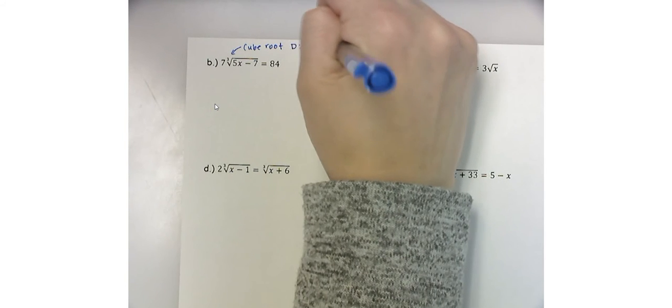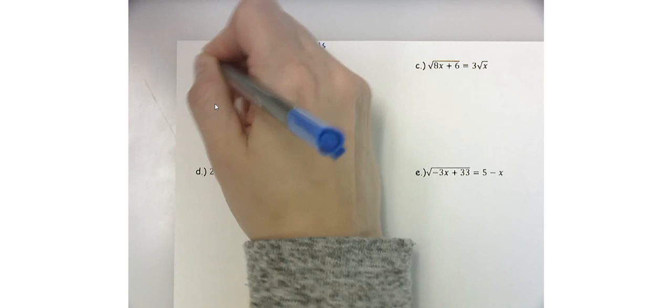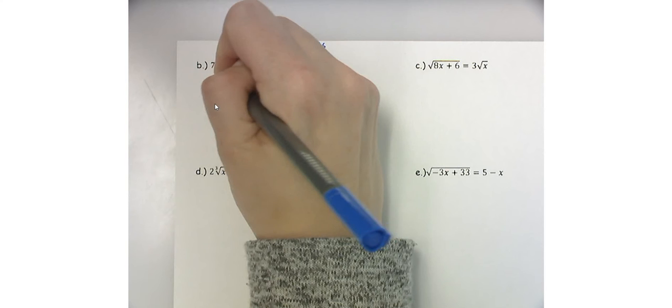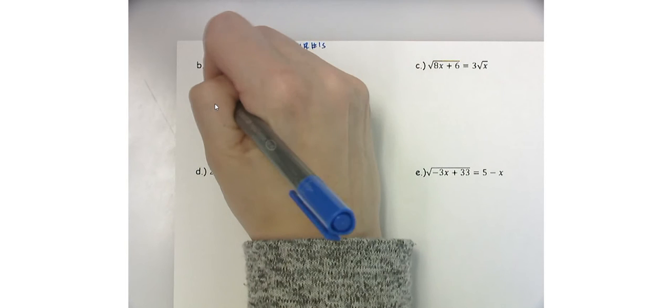So I had this 7 on the outside. It's connected with multiplication, so I'm going to use division. 84 divided by 7 is 12. Okay, and then here I'm going to cube both sides to undo the root. So I have 5x minus 7.